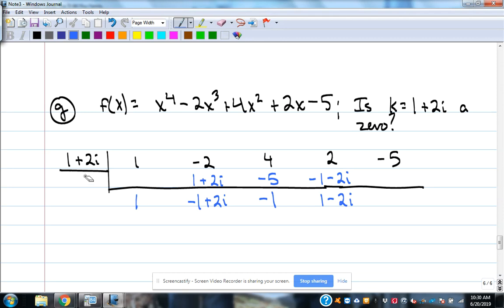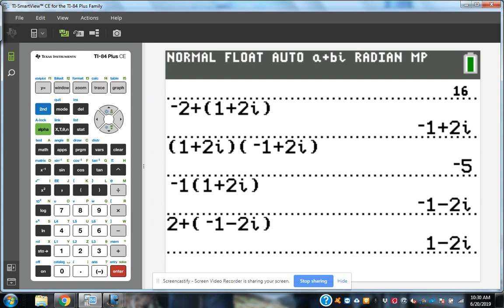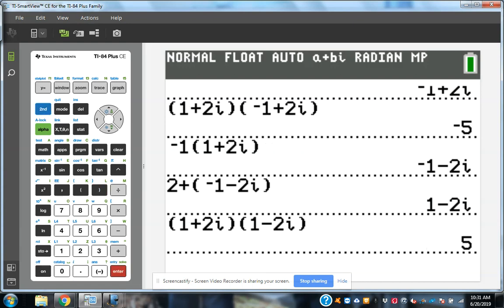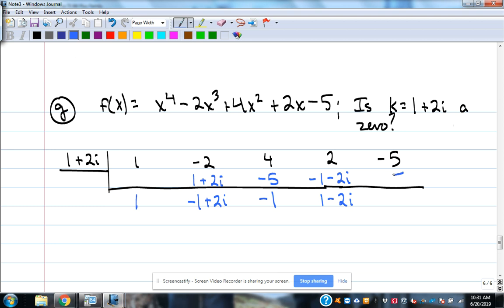Then I'm multiplying 1 plus 2i times 1 minus 2i. Parentheses, 1 plus 2i. Be careful to put those in parentheses. If you don't, it's not going to work. Positive 5. Hey, that's nice, because that means the remainder is 0. So 1 plus 2i is a 0 of f of x.